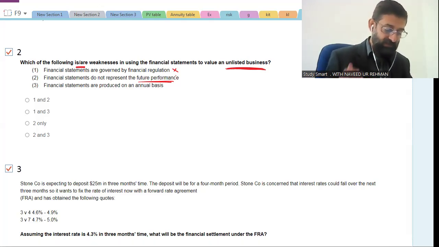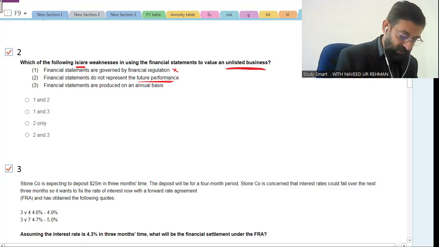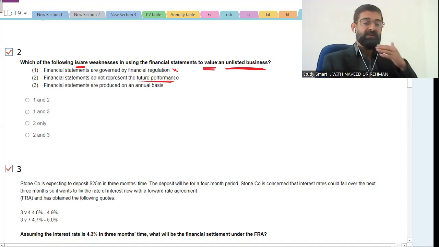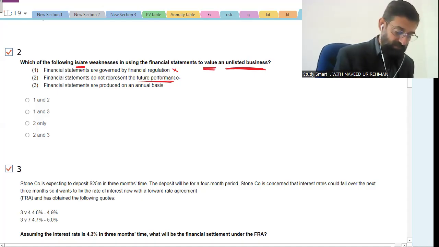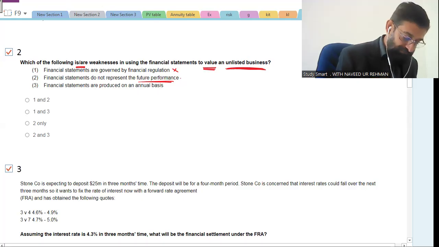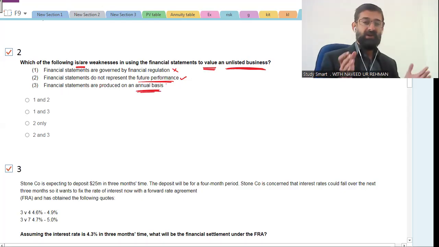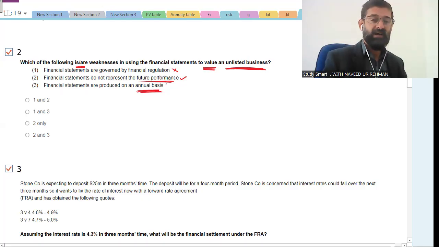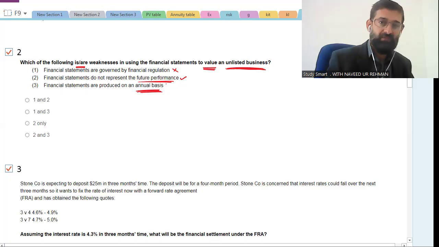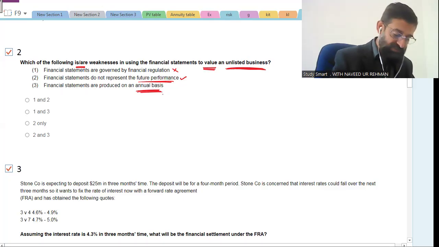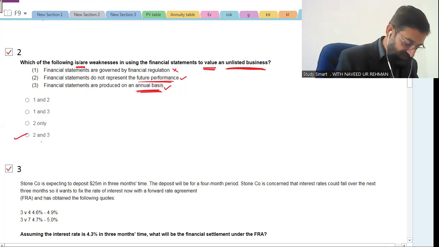So basically when you have to value a business, right? So basically it's a future decision. So this is based on past. So yes, this is true. Then it says financial statements are produced on annual basis. Again, it's on annual basis, so you don't get the real-time data. Okay, so it means that it's not very useful for valuation. So this statement is also true. So 2 and 3 are true. So this is the right answer.